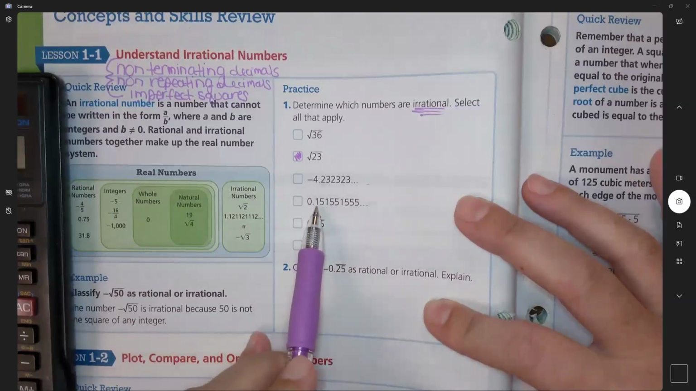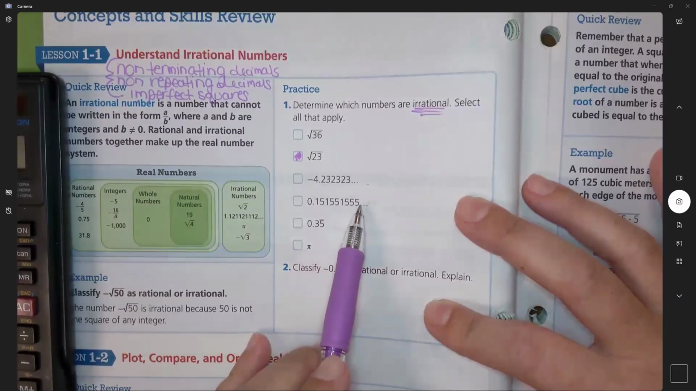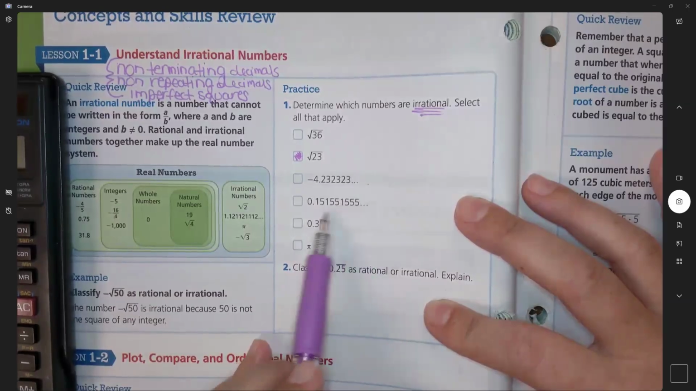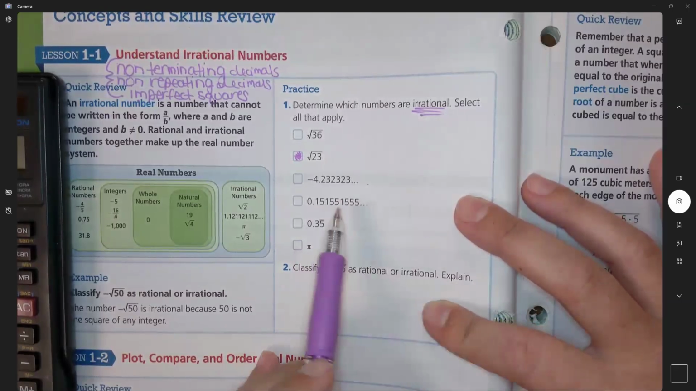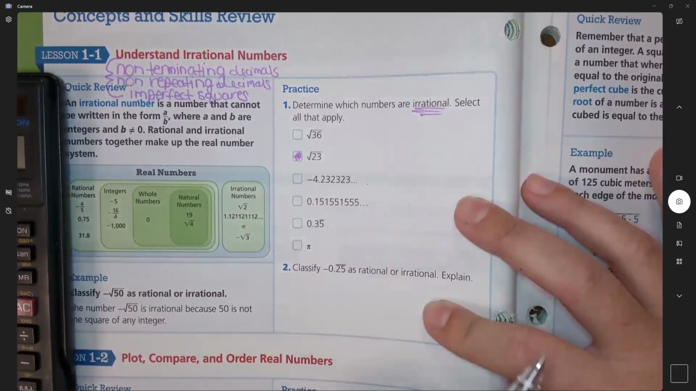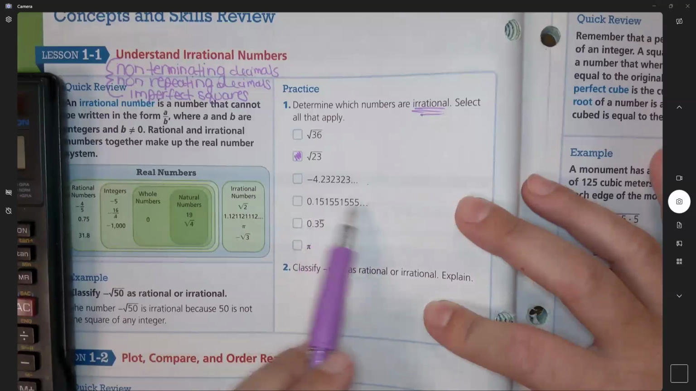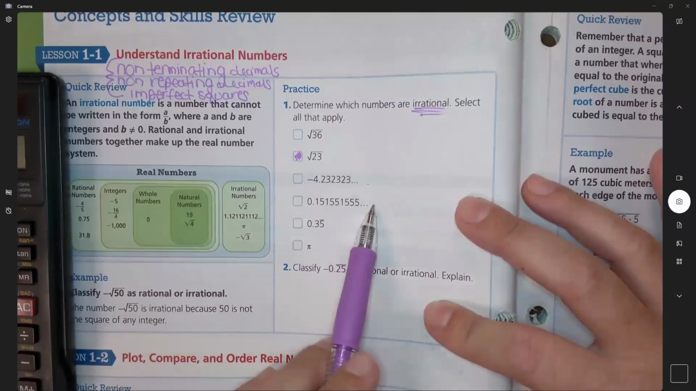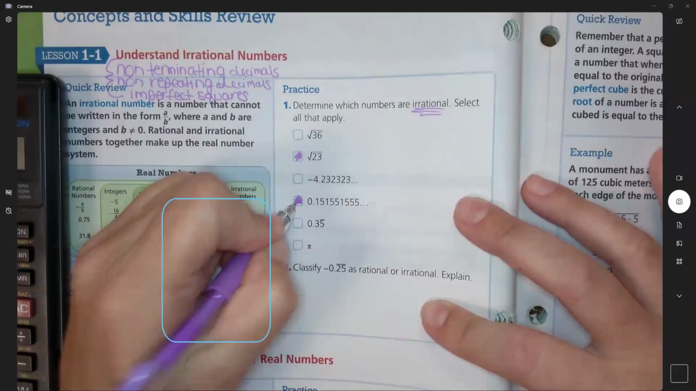Let's look at this one. This is 1, 5, 1, 5, 5, 1, 5, 5, 5, forever and ever. A lot of you are going to go, but it repeats, it's just 1s and 5s. I didn't say anything about a pattern. We could guess that this is going to be a 1, and then there's going to be 4 5s, but I didn't say anything about a pattern. It's not repeating. If it were repeating, it would be 1, 5, 1, 5, 1, 5. So this is not repeating. It goes on forever. So therefore, boom, you're irrational.